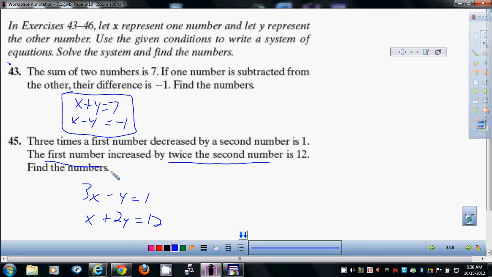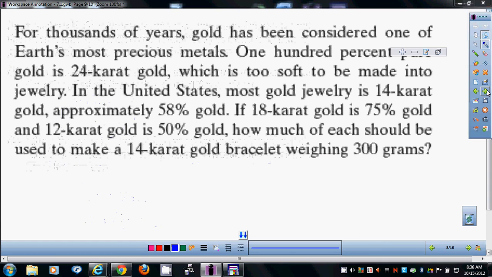Questions on that problem? Last one. I can't wait to hear the groans. Oh, the groans. How generic of a groan.